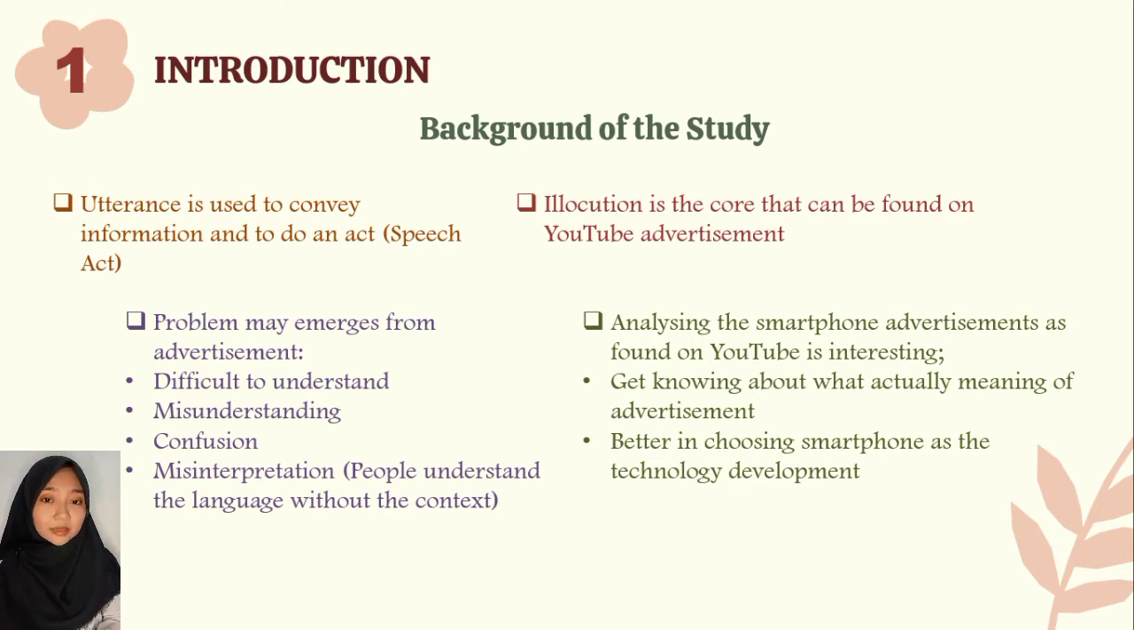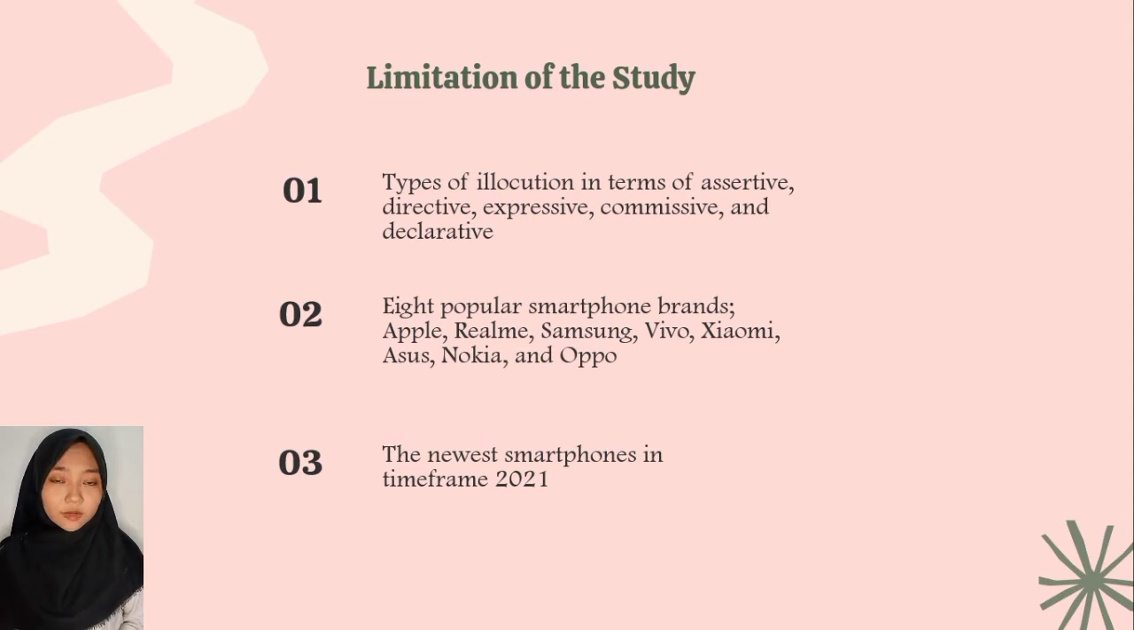Advertisement is an attention-seeking device, so the advertiser tries to make the advertisement as interesting as possible with the use of language that is quite different from everyday language in order to catch the customer's interest. However, it potentially emerges some problems such as difficulty to understand, confusion, misunderstanding, misinterpretation, because people only understand the language without the context. Therefore, the researcher is interested to analyze the elocution of smartphone advertisement to know what the actual meaning of the utterance uttered by the advertiser. Next, limitation of the study.